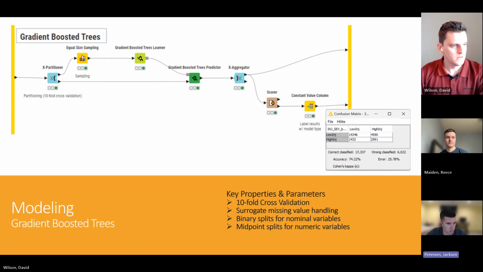Next, we use a gradient boosted tree. We also use a tenfold cross-validation. We use surrogate missing value handling, binary splits for nominal variables and midpoint splits for numeric variables. This resulted in a 74% accuracy.